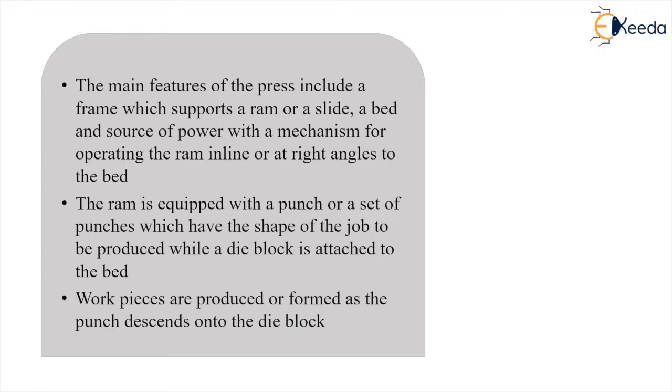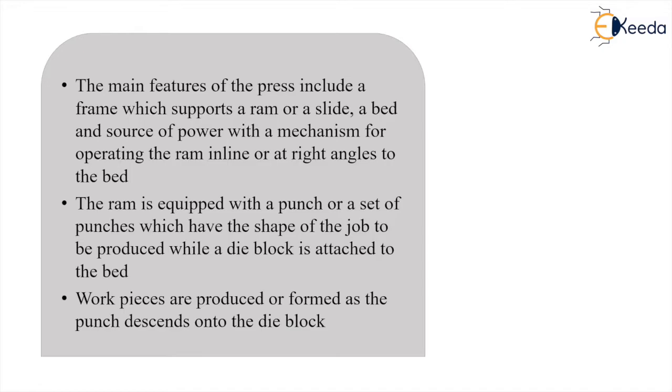Okay, then the ram is equipped with the punch or a set of punches which have the shape of the job to be produced, while a die block is attached to the bed. So we have the punch and die combination, please remember. The punch is of the shape that you are going to produce in the sheet. Say you are going to produce a hole in a given sheet, then the punch cross section will be circular. If you want to produce a triangular hole, then the cross section of the punch will be triangular, like that.